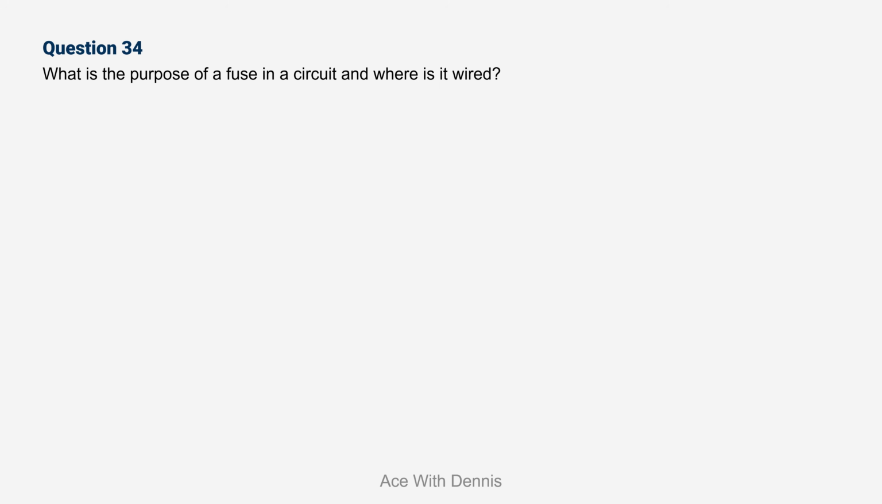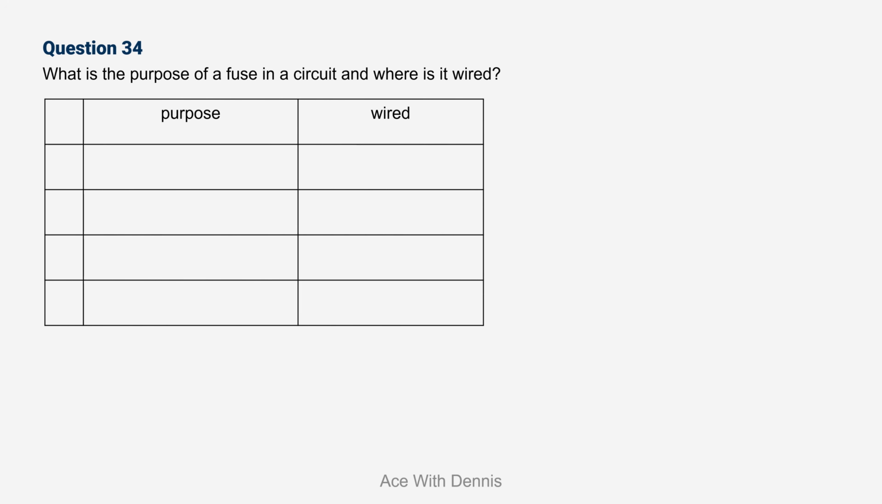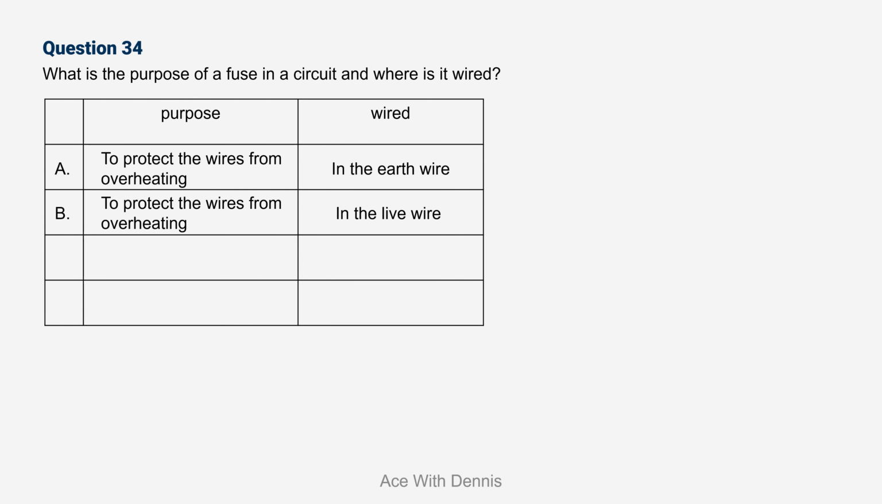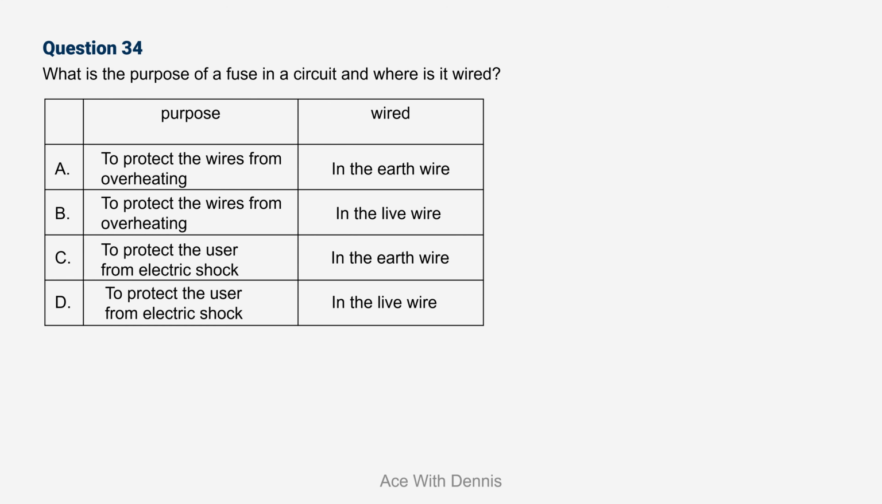Question 34. What is the purpose of a fuse in a circuit and where is it wired? So here are the options. A. The purpose is to protect the wires from overheating and it is wired in the earth wire. B. The purpose of a fuse is to protect the wires from overheating and it is wired in the live wire. C. The purpose of a fuse is to protect the user from electric shock and it is wired in the earth wire. Or D. The purpose is to protect the user from electric shock and it is wired in the live wire.